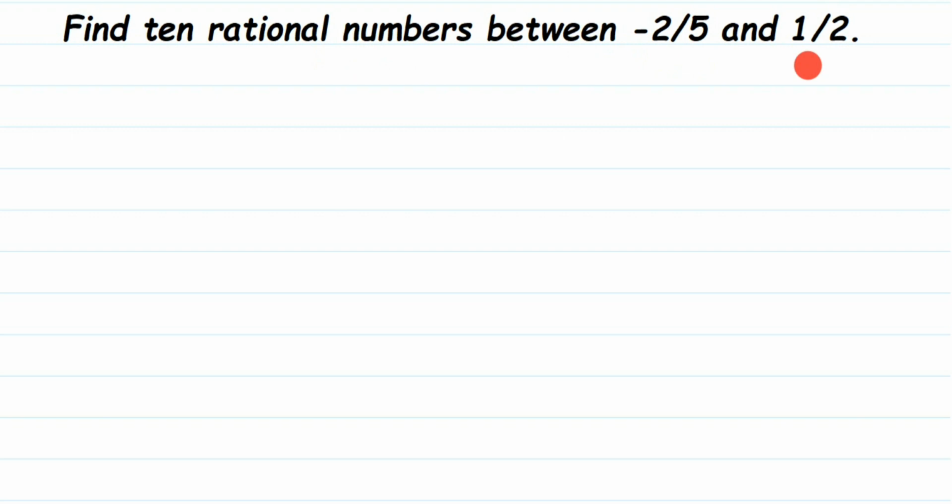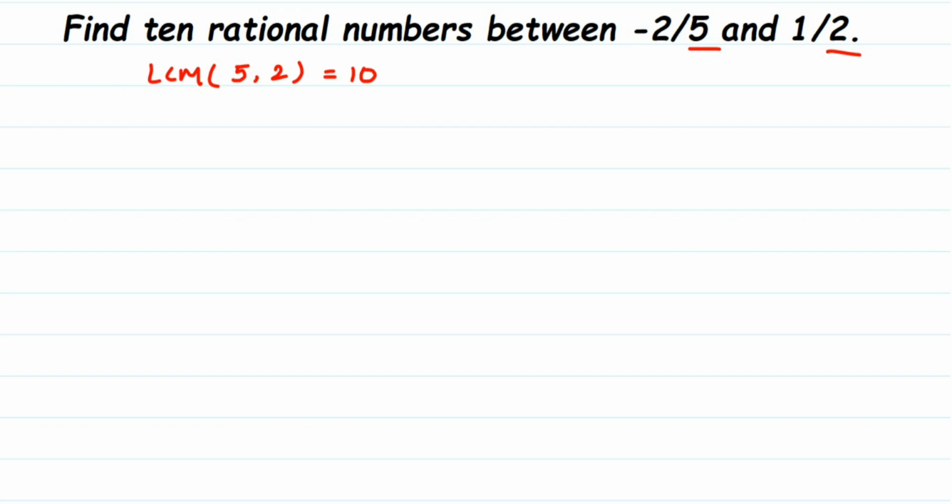So you can see the denominators are 5 and 2, which are not the same. So the first step will be to make the denominators the same. For that we're going to take the LCM of the denominators, 5 and 2, and the LCM of 5 and 2 is 10. Now we're going to change the denominators to 10 for both numbers.